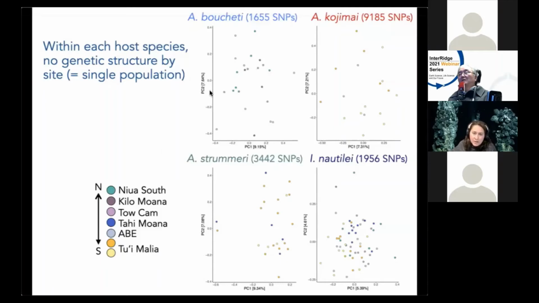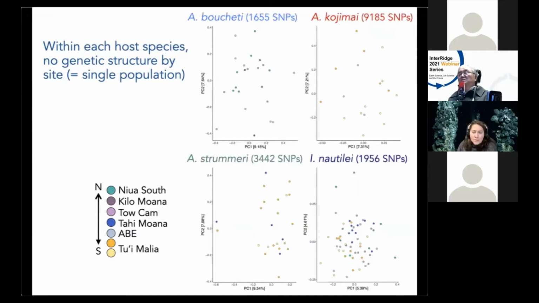So basically what we're looking at here are plots showing the genetic structure of each of these 4 species. Each of these individual points is an individual snail, and they're colored by site. And so what you see is they're well mixed. All the colors are mixed together. There's no structure or clustering, which again suggests that there's no genetic structure by site in this area.